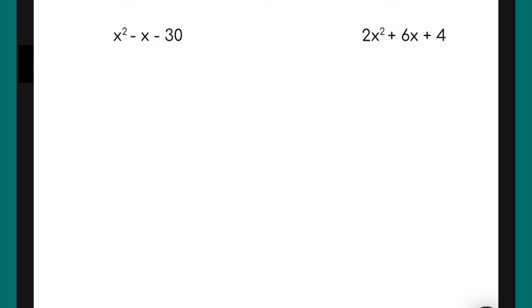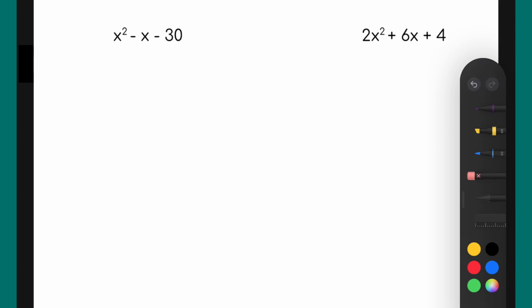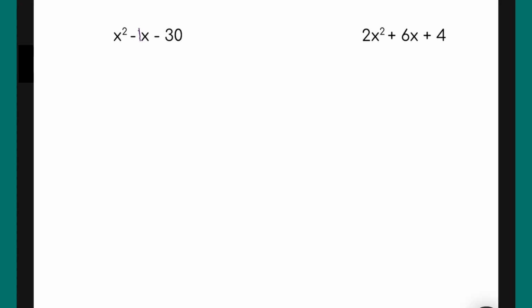Here's the second example of factoring a trinomial where a is equal to 1. So I notice that I don't have a number in front of my middle term, so I'm going to add in that coefficient of negative 1. So my b is equal to negative 1 and my c is equal to negative 30. I'm going to make a list of numbers that I know that multiply to negative 30.